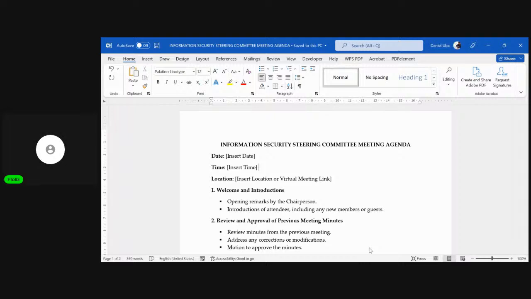So you put the meeting ID if you're having a virtual meeting. If it's a physical meeting, you can just put boardroom or the CISO office. But always remember, irrespective of the committee members, the CISO will be the head of the committee.